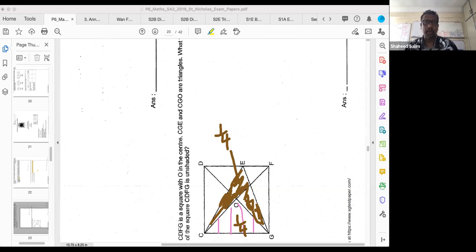Sorry. What happened to the screen? You all can see the screen, but I couldn't see the screen.